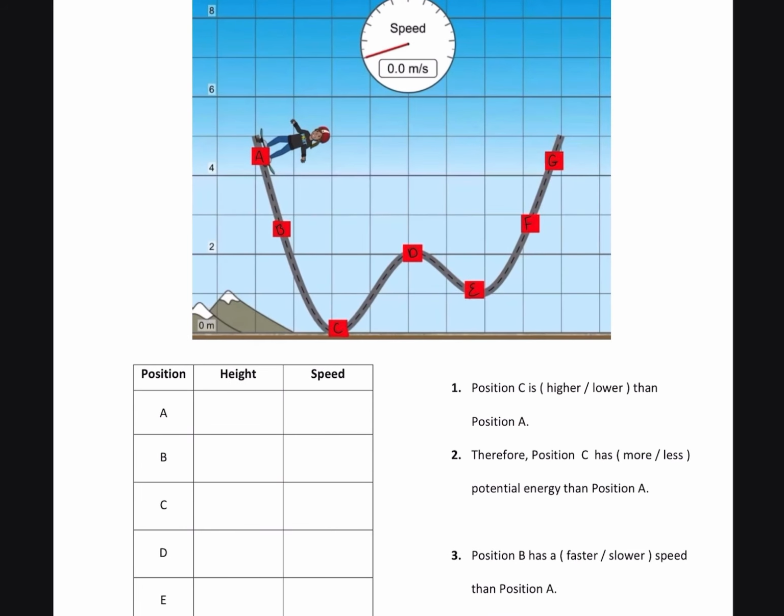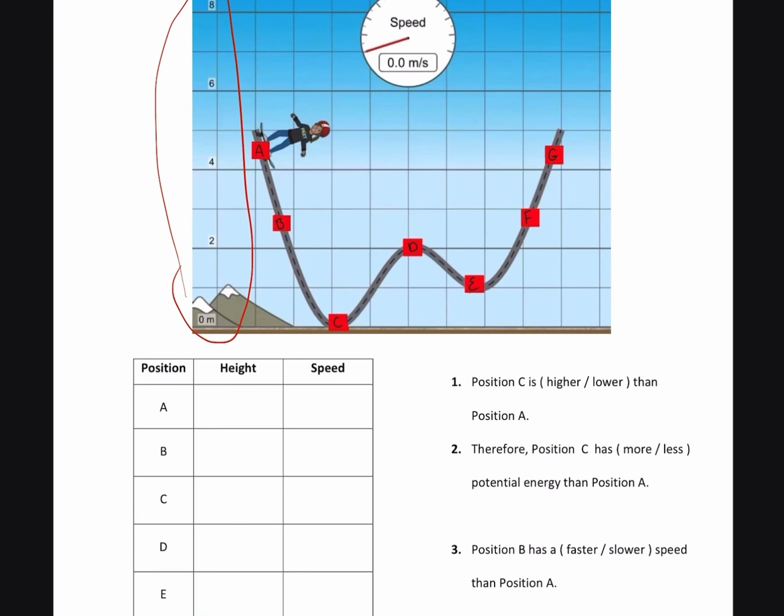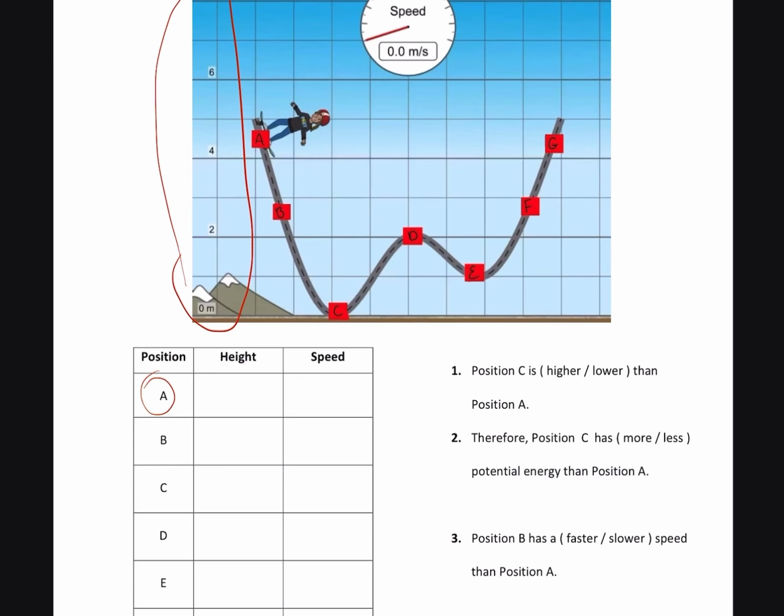Okay, so right here, I'll be talking you through a video that you're not going to watch, and you're going to look at how height and speed change as the skater goes on the skate park. So this right here, this is the height. So we're going to go through and put the height for each of these positions.